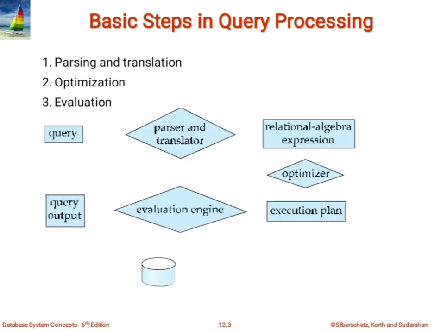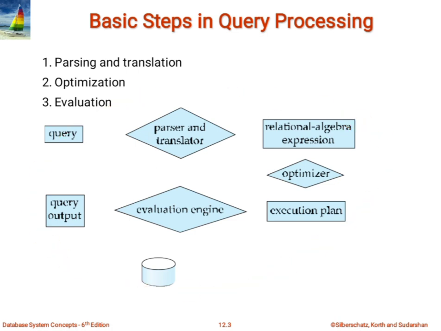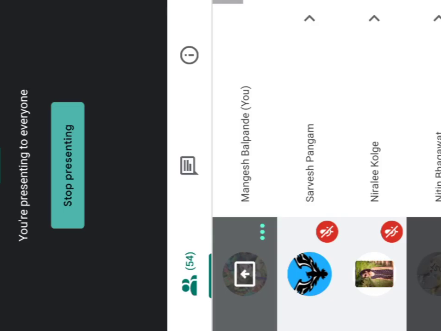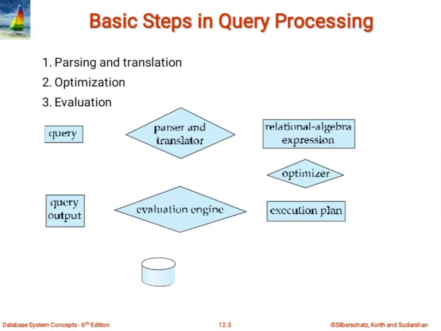So this is the basic query processing. The diagram you can see here is the actual query processing. Whenever we are writing a query on any relation, that query will get performed in this way. This particular diagram will give you a clear idea of what query processing actually means.